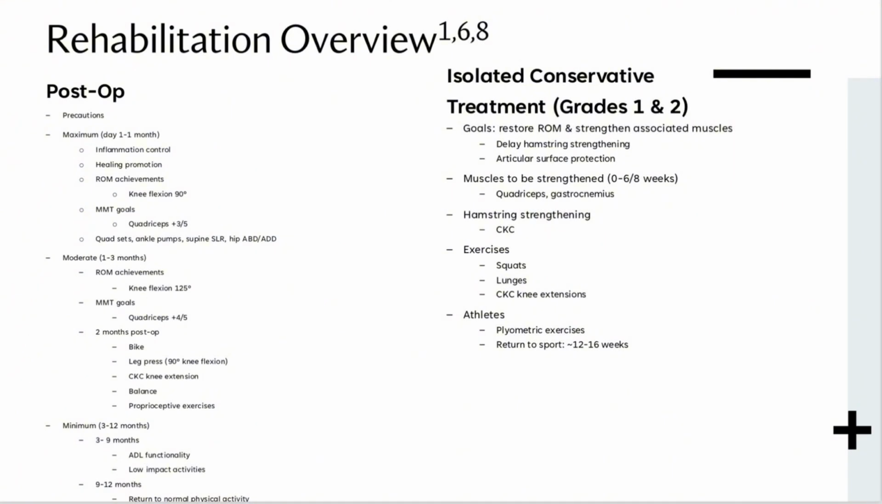Exercises that are to be implemented in the conservative protocol are squats, lunges, and closed kinetic chain extensions. Balance and proprioceptive exercises are also implemented, and if a patient is symptomatic, they may benefit from use of a PCL brace. For athletes, plyometric exercises can be introduced, and depending on the person, they may return to sport in 6 to 8 weeks, but on average, it takes about 12 to 16 weeks.